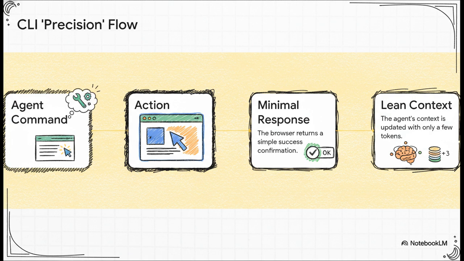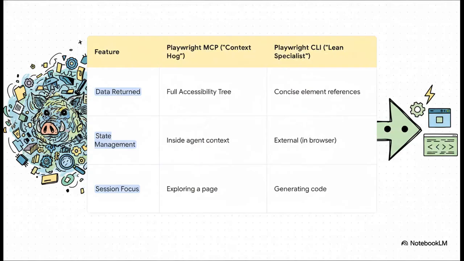The agent's memory gets a tiny little update using just a few tokens, leaving all that precious space for the actual mission. Let's really break this down side by side. The MCP is basically a context hog. It sends back the full page structure and forces the poor agent to try and manage the session state in its own already crowded memory. It's really designed for just exploring a page.